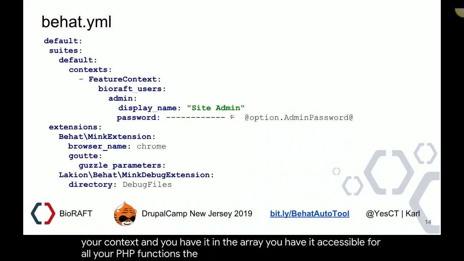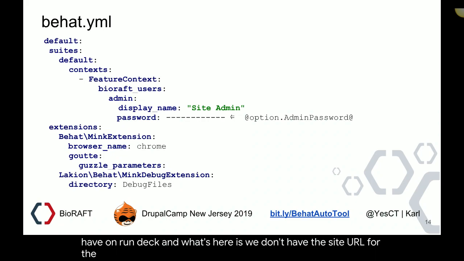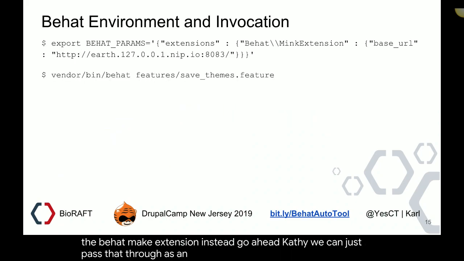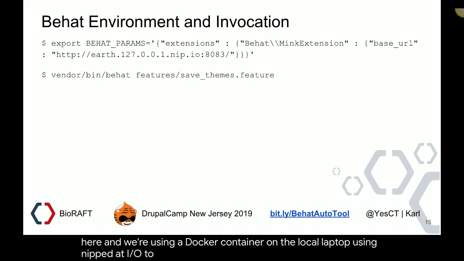The one difference between what we have on RunDeck and what's here is we don't have the site URL for the Behat Mink extension. Instead, we can just pass that through as an environment variable. So the base URL here, and we're using a Docker container on the local laptop using nip.io to show all of the examples that you'll see in the next several slides.